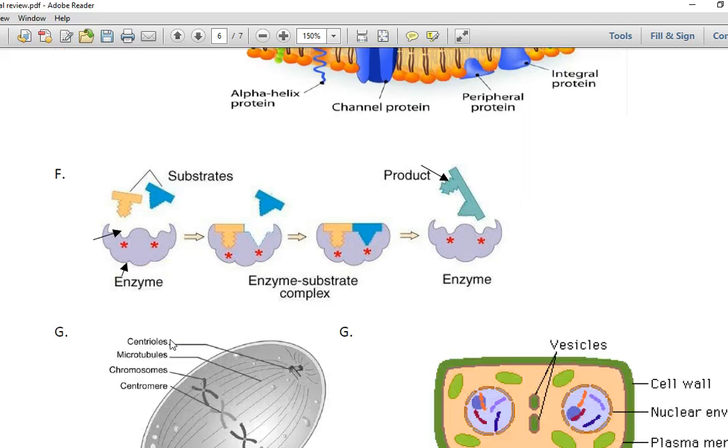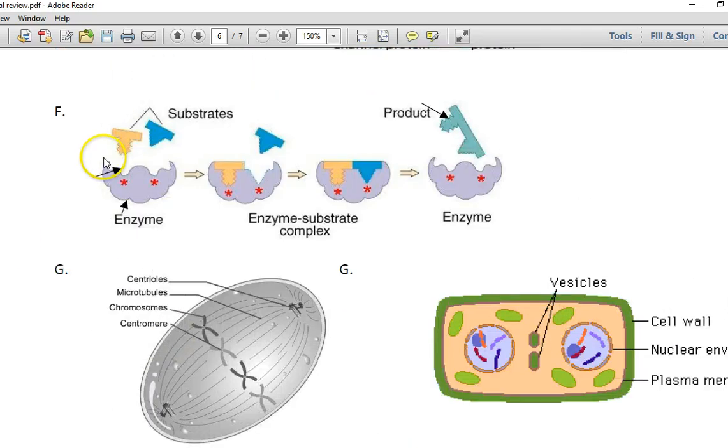So enzyme, substrate. Here we have the enzyme. This is the active site here. It's not labeled here, but it is the active site. Then we have the substrates that connect to the active site. In the reaction, the substrate is either broken up or put together, depending on the type of reaction that's happening. When the substrate is connected to the enzyme, that's called the enzyme-substrate complex. And then at the end of the reaction, we get the product.